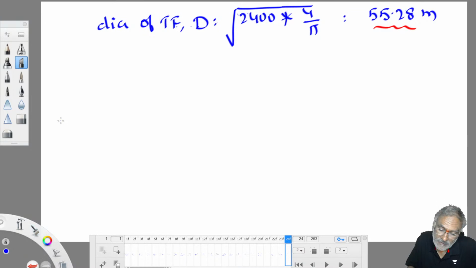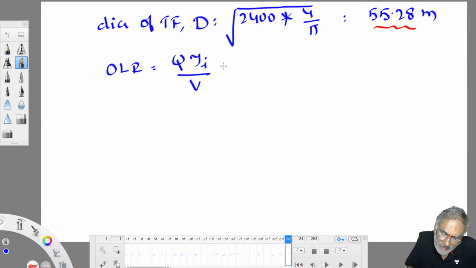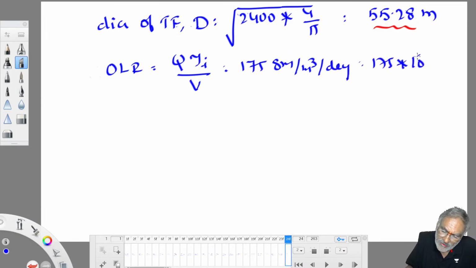Second one, depth of trickling filter. Next, organic loading rate is given. Organic loading rate is nothing but Q into Yi by V. This is given as 175 grams per meter cube per day. This will convert into kilograms: 175 into 10 power minus 3 kilogram per meter cube per day.